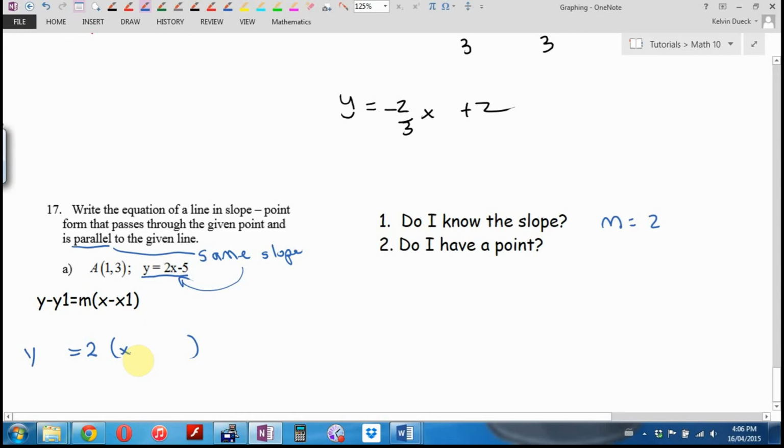In fact, do I have a point? Oh! They gave me a point. Now, here's the sloppy mistake. And they'll have this answer to pick from. Why is that wrong? This is the x value. Put it next to the x. This is the y value. In fact, you may notice, what I do is I write y, I leave a space, and then I fill in the x and come back and do the y, just so I don't make that mistake. That's the answer. That's the equation in slope point form that passes through 1, 3 and has a slope parallel to what they gave me.